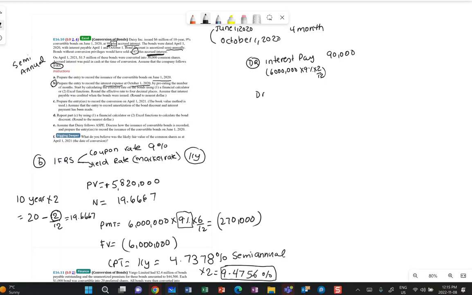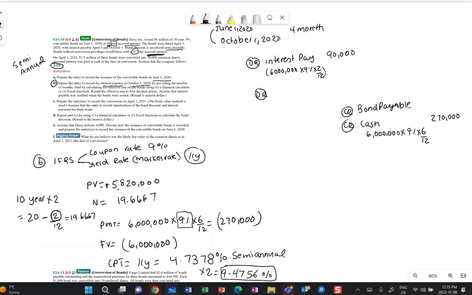Then I'm going to show you where we're getting the numbers from, and where the payments are coming from. This is my credit. When you're doing the cash, we're making a 6 months payment. In this case, 6 million was the face value of your bond, 9% times 6 divided by 12, and that'll give you my 6 months payment.